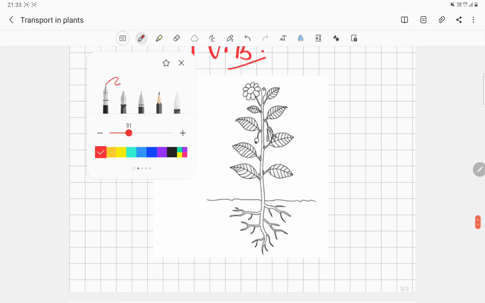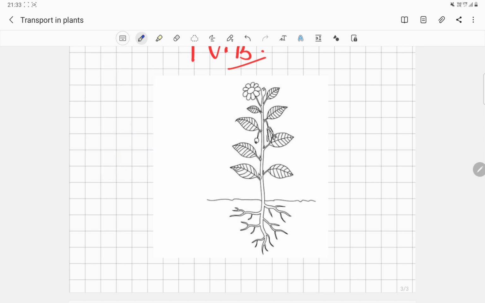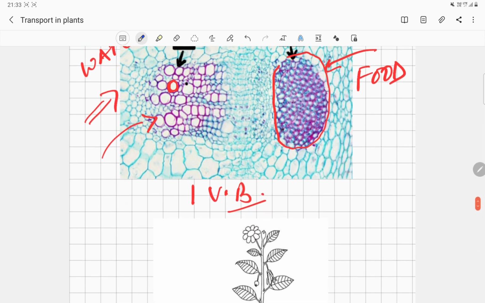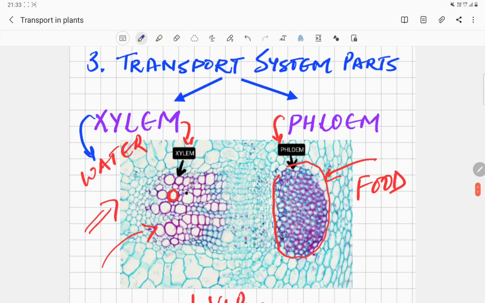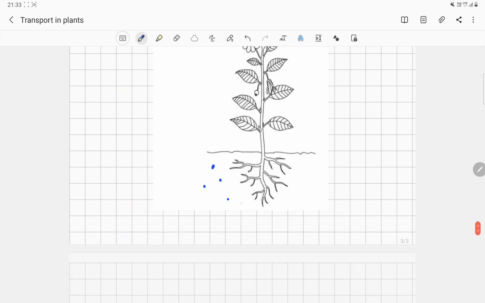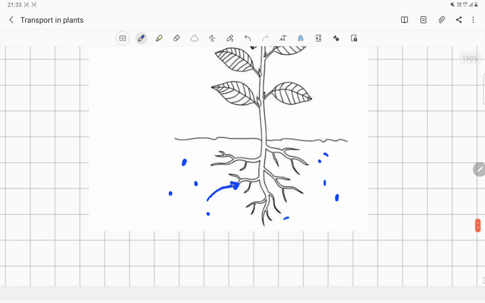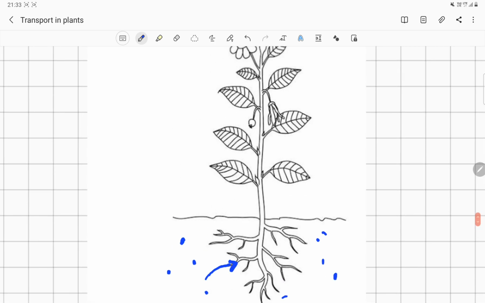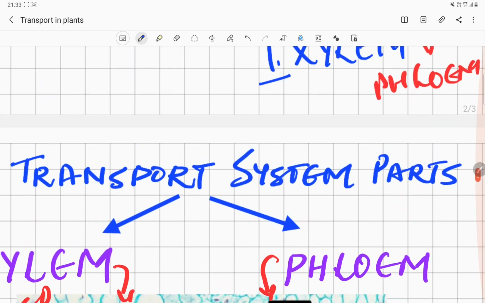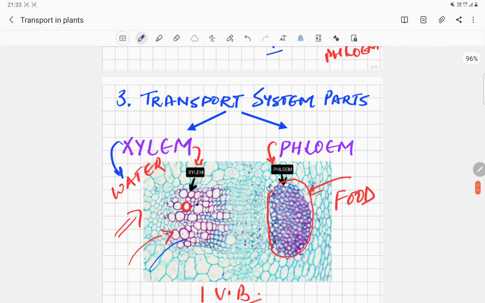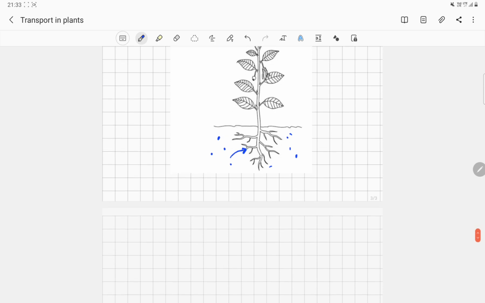Now I'm going to first of all talk about xylem. The function of xylem is to transport water. Now water is found inside the soil. The water is absorbed by the roots. So the water gets into the roots, it is absorbed by the roots and it is put into xylem. Water enters only the xylem pipes here. So water enters the roots and through the xylem water moves to different parts. It will move to all the parts of the plant wherever water is needed.